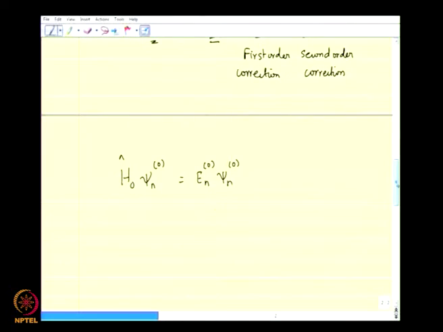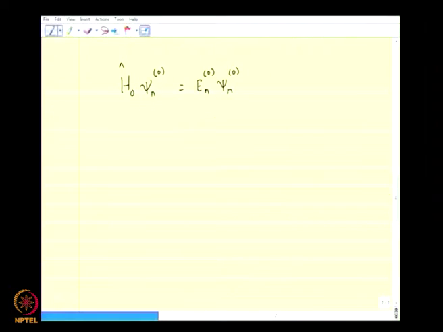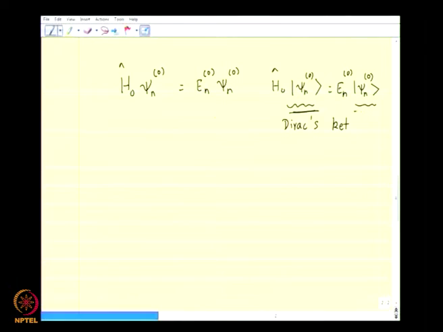Now these are wave functions, but if I have to use this in a formal way, I would rather write H naught using the ket notation, psi n 0, giving you En 0 times psi n 0. This is Dirac's ket notation. So let me keep this in parallel.